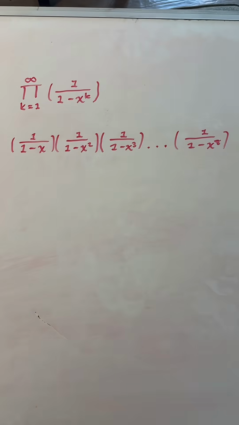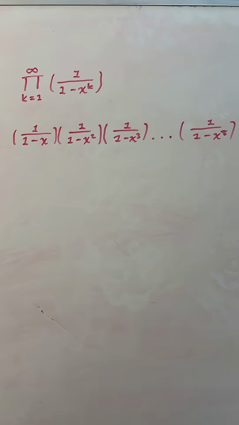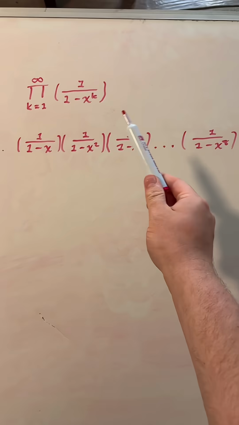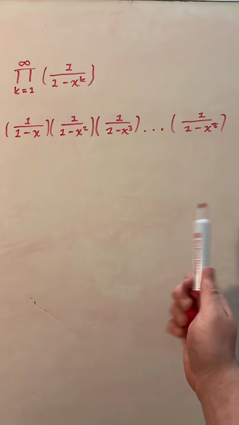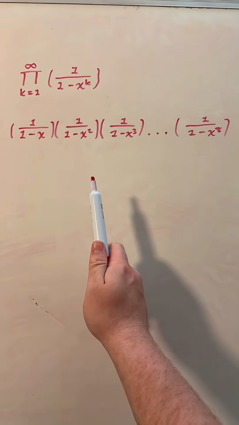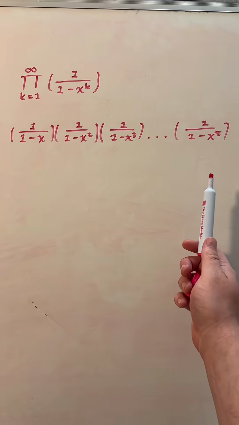Recall how when I wanted to find out how many partitions of 8 there were, what I did was I took the first 8 terms of this product and multiplied them together, because this essentially lets us use 8 different coins: a 1-cent coin, a 2-cent coin, a 3-cent coin, all the way up to an 8-cent coin.